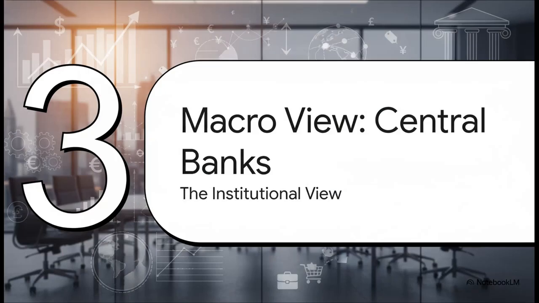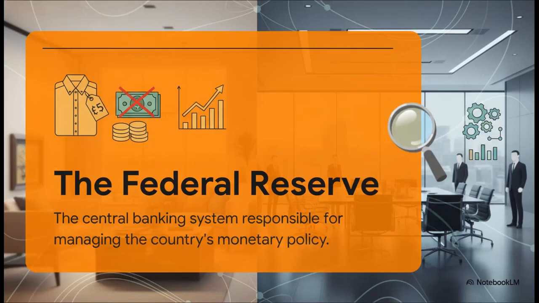Section 3. The macro view. Central banks. We are now officially stepping out of the shopping mall and into the boardroom. We need to look at the massive macroeconomic forces at play behind that price tag. Financial executives aren't just looking at shirts, they're looking at institutions like the Federal Reserve, or the Fed. This is the central banking system responsible for managing monetary policy, crunching inflationary data, and tweaking interest rates to keep the economy stable. They control the levers that ultimately dictate Lisa's purchasing power.